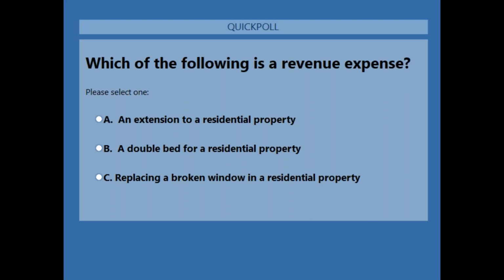So that first polling question is now on screen. The question being, which of the following is a revenue expense? Please select one from: is it an extension to a residential property? Is it a double bed for a residential property? Or would it be replacing a broken window in a residential property?